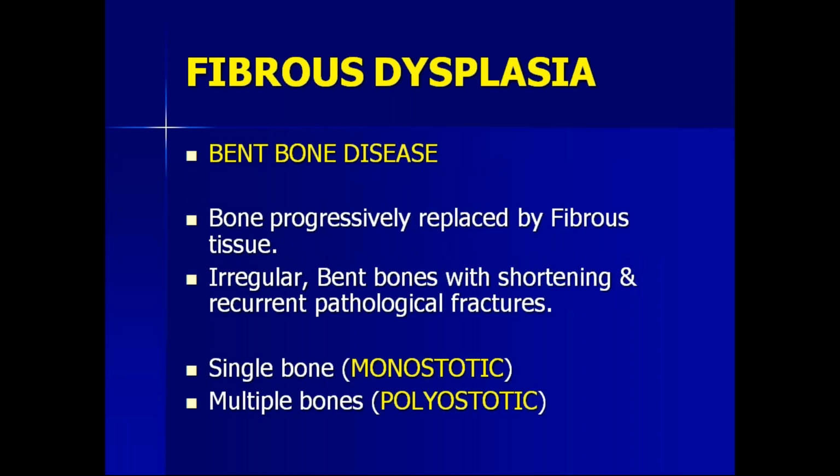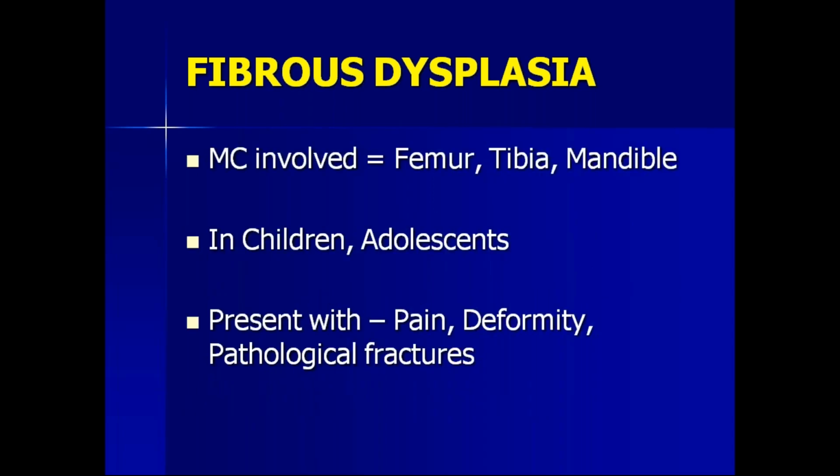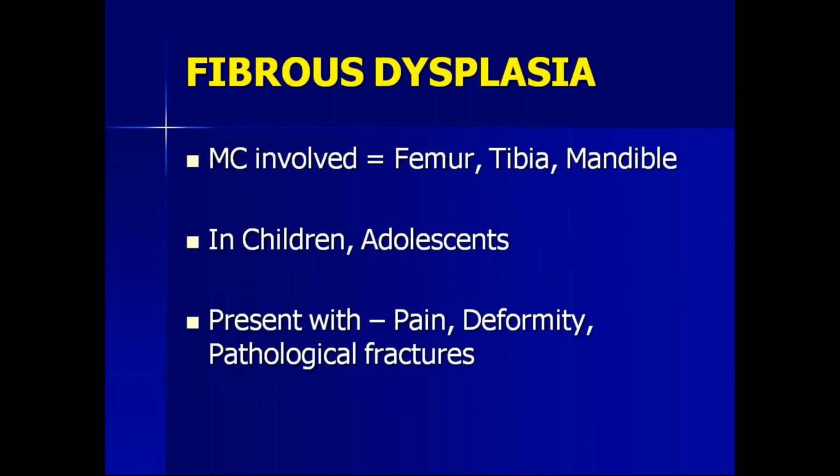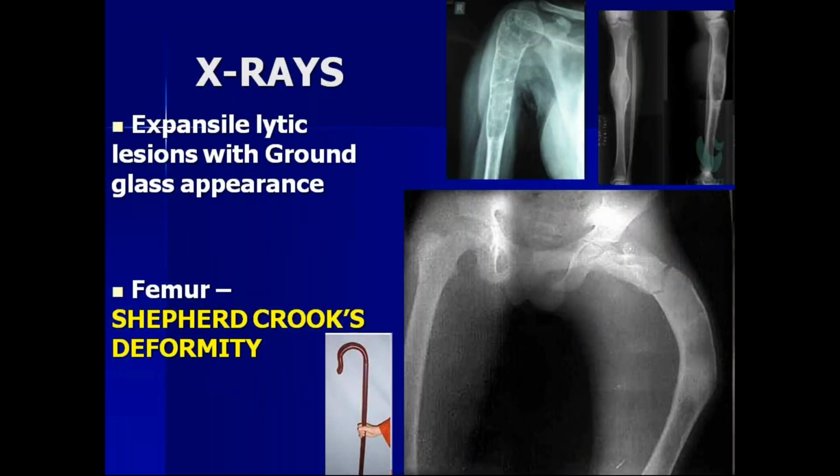Next, coming to fibrous dysplasia. Fibrous dysplasia is bent bone disease. The bone is progressively replaced by fibrous tissue, and you get bent bones because of shortening and recurrent pathological fractures. There are two types: monoostotic fibrous dysplasia and polyostotic fibrous dysplasia. Monoostotic is usually one bone involved. Polyostotic, more bones are involved. The most common bones affected in fibrous dysplasia are the proximal end of femur, tibia, and sometimes mandible. It is seen in children and adolescents, and they present with pain, deformity, and pathological fractures.